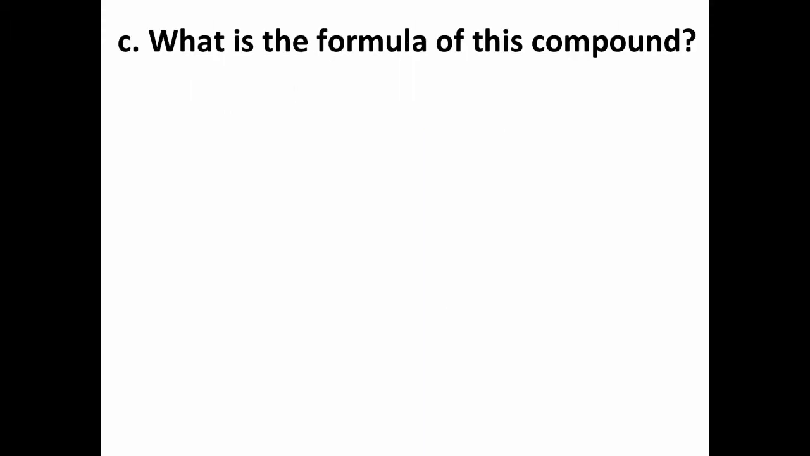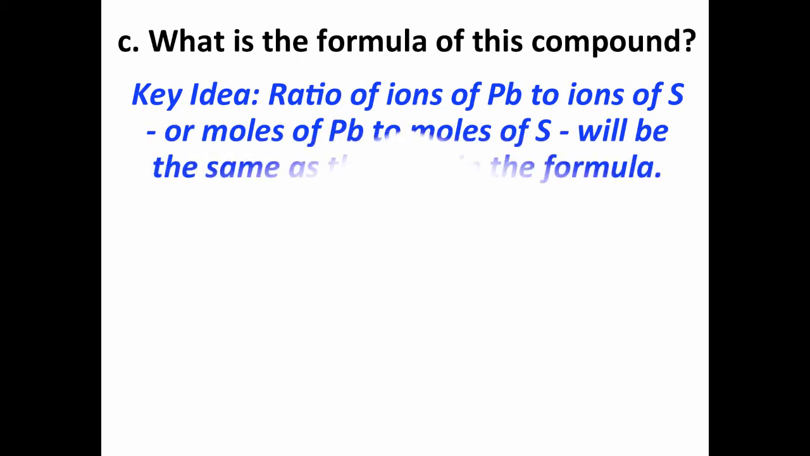Now you might notice something about the numbers we got for moles, and we're going to now try to find the formula of the compound. And the key idea is that if we have a compound, the ratio of the particles that make up the compound is the same as the ratio of the moles of the substances that make up the compound, and that's going to give us the chemical formula. In this case, we have lead and sulfur, which are going to be ions. It's a metal with a nonmetal. So the ratio of ions of lead to ions of sulfur is going to be the same as the ratio of moles of lead to moles of sulfur, and that's the same as the ratio in the formula.